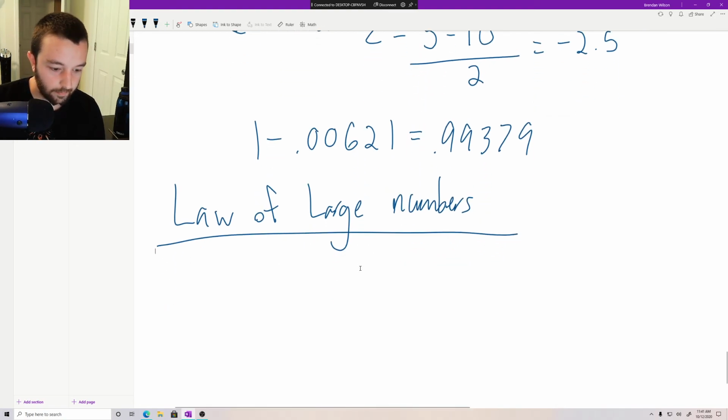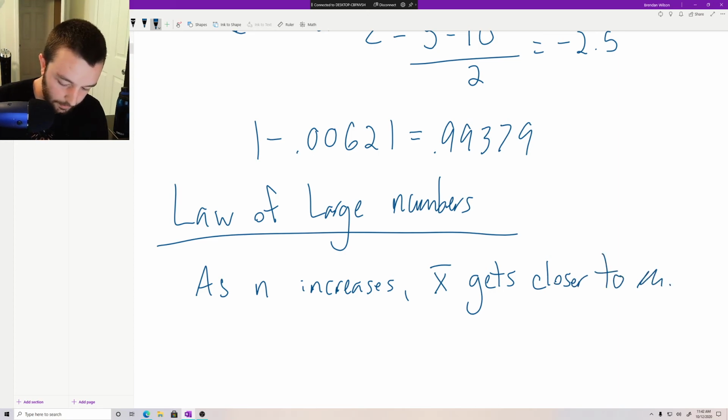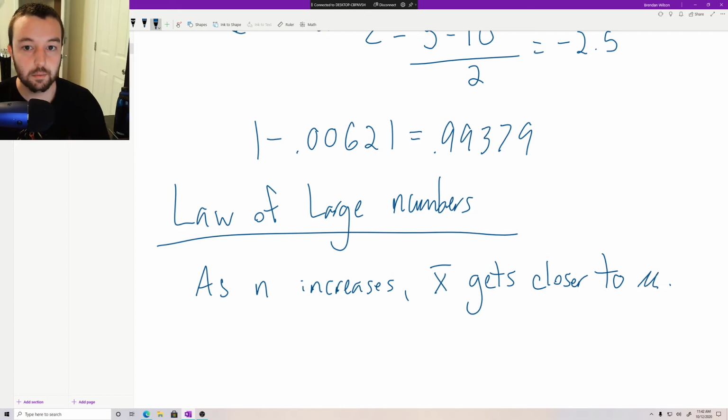The gist of it is that as n increases, x bar gets closer to mu. Remember, x bar is the sample mean, mu is the population mean. We're trying to use x bar to predict what mu is. So the bigger our sample size, the closer these two numbers are going to be. In other words, we should make our sample size as large as possible because it'll make our predictions better.